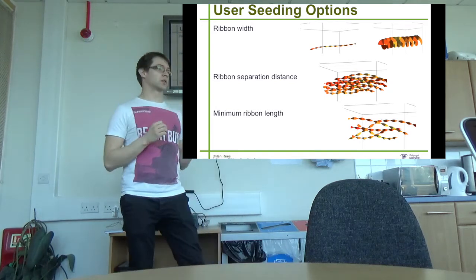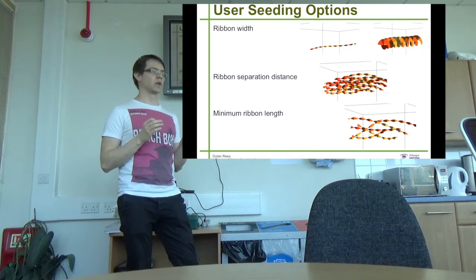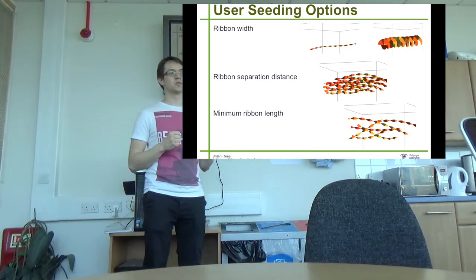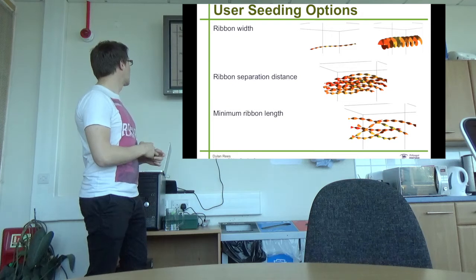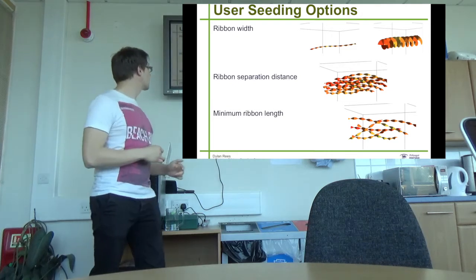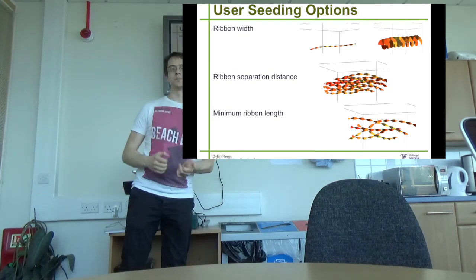And the user can control this distance. It is also the same distance then used to terminate a ribbon when it gets too close to another ribbon. Finally, we have a minimum ribbon length user option.